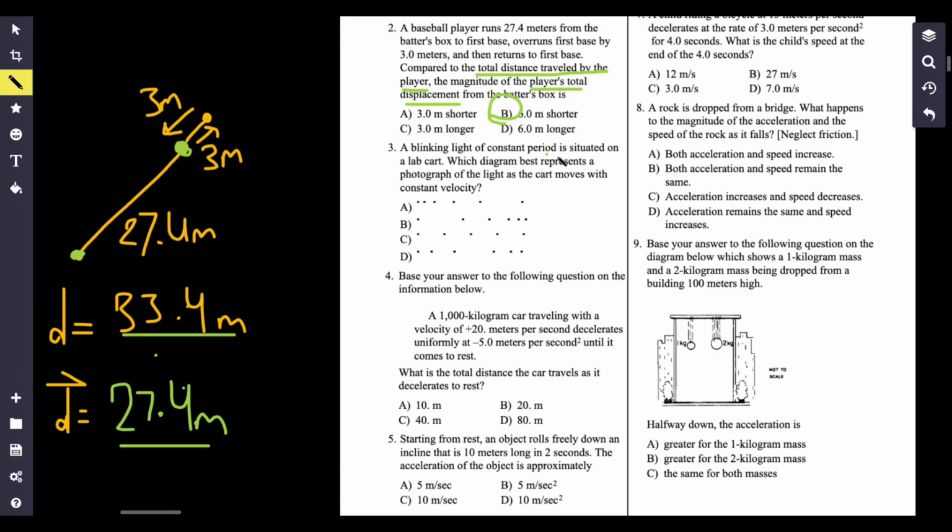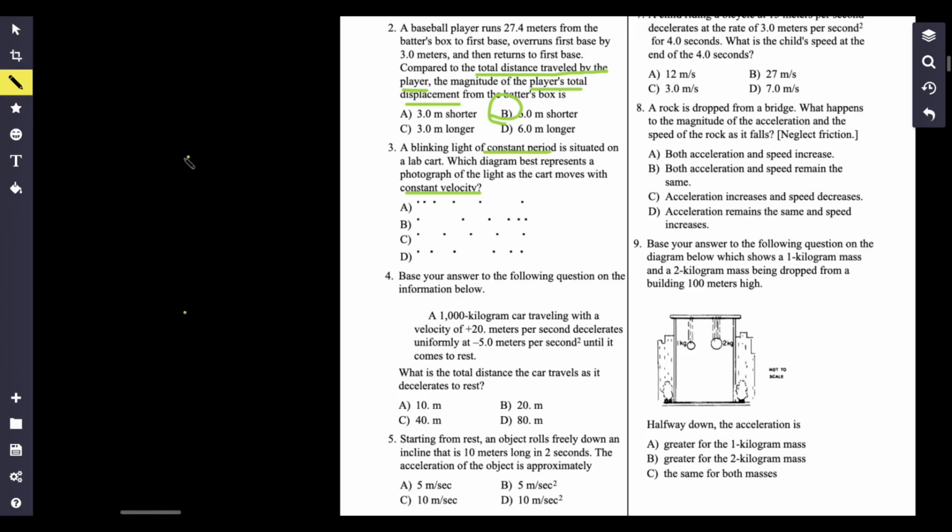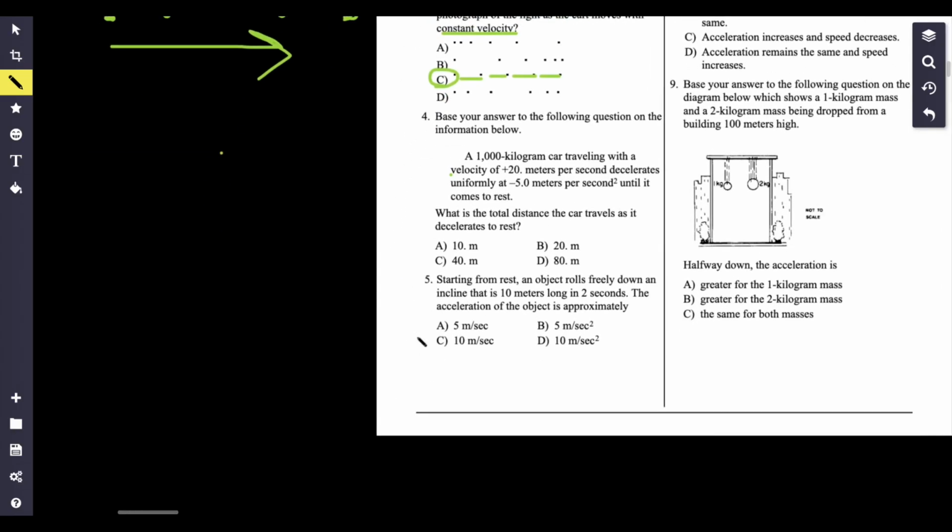A blinking light of constant period is situated on a lab car moving at constant velocity. So a blinking light is constantly blinking, right? It's at a constant rate. So you have a light that's blinking at a constant rate, but you also have a lab car that's moving with constant velocity. So answer choice C here would be the correct answer because the car is not speeding up at all. It's just maintaining the same pace, and so is the light. Every time the car moves and every time the light blinks, it's always at a constant rate. So nothing is speeding up or slowing down. So you would find that the intervals between the light blinking just stay constant.